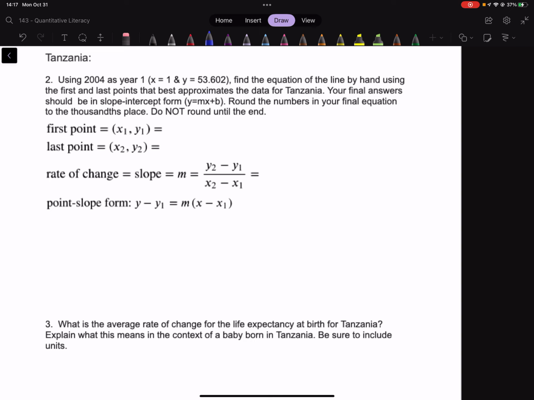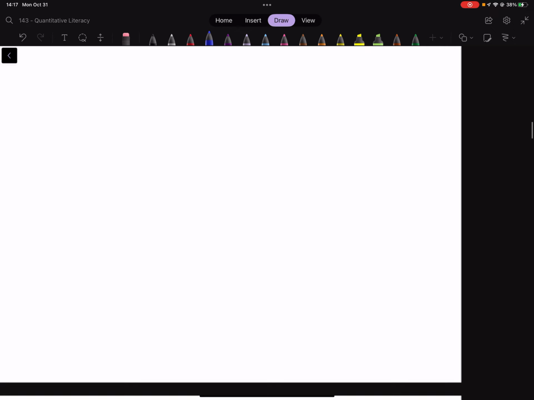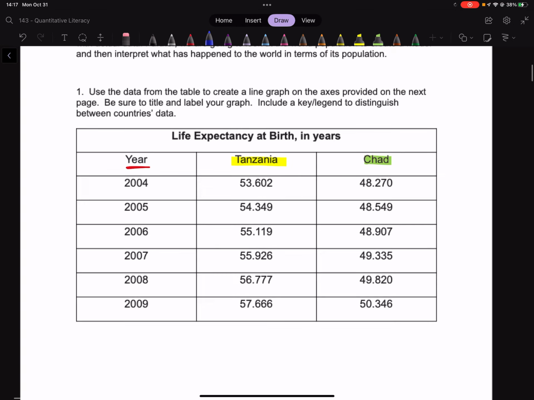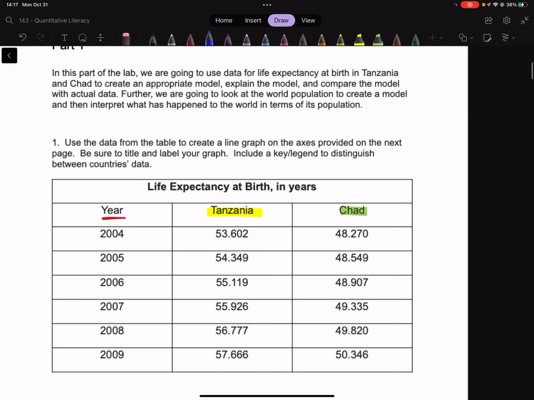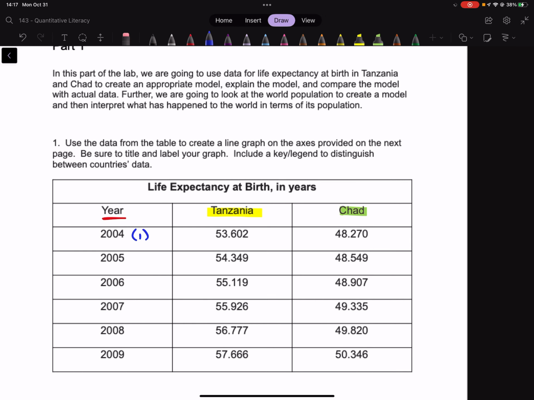You're definitely going to need a calculator here, but you don't want to round until the very end if you can help it. So our first point, and remember your x values are most often going to be time. So 2004 is going to be 1, and then your y is going to be 53.602. And this is coming directly from our data here. If you go back to look at Tanzania's data, this would be where x is equal to 1, and each of these would be y sub 1s.